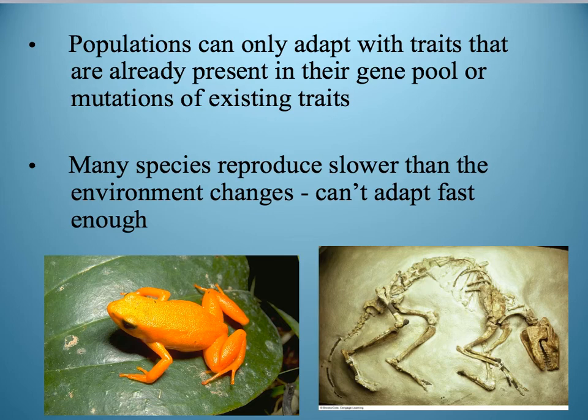For instance, for humans, if we even got a mutation to deal with pollution, in order to be able to pass that trait along, many humans would have to die off or not be fertile in order to get that mutation passed along fast enough. So many species reproduce slower than the environment changes, and if you can't adapt fast enough within your population, you are going to go extinct, and hence there's the population bottleneck, which is next week's current event.